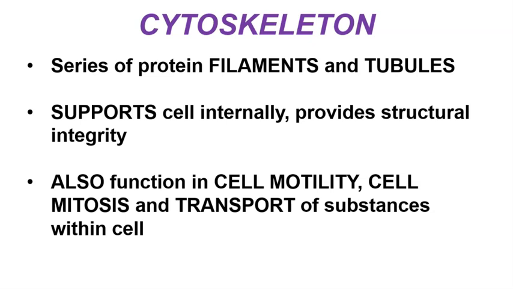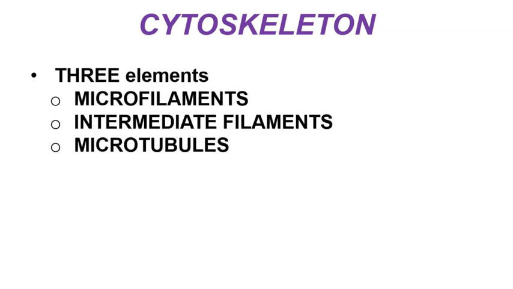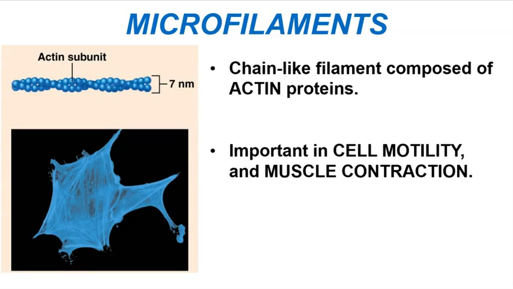The protein filaments that make up the cytoskeleton are also important not only in cell structure, but also in the functions of cell motility, which means cell movement. They're also important in mitosis, as well as transport of substances within that particular cell. So there are three elements of the cytoskeleton: the microfilaments, the intermediate filaments, and the microtubules. The microfilaments are the smallest in diameter of the cytoskeleton elements, which is why they're named as such.